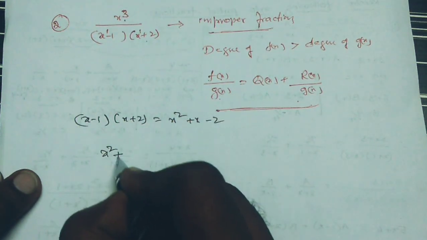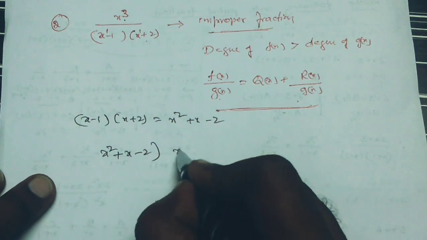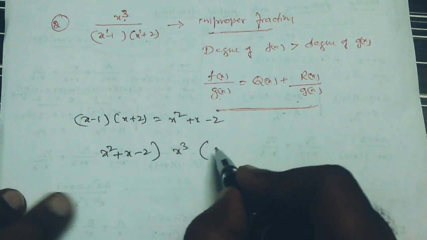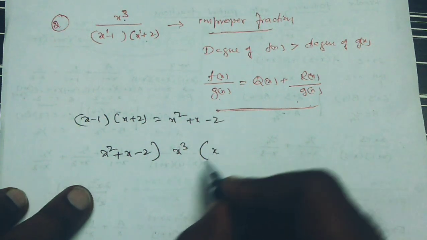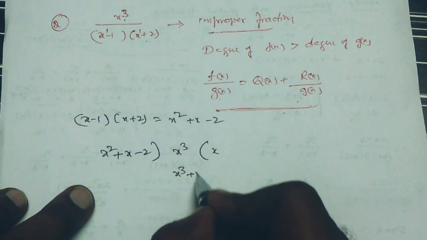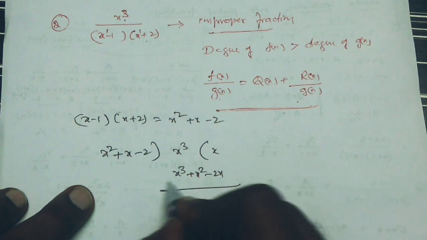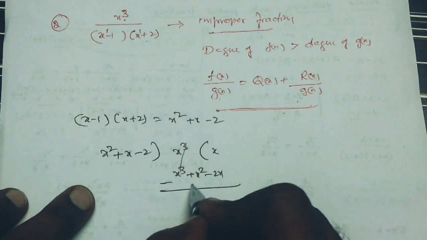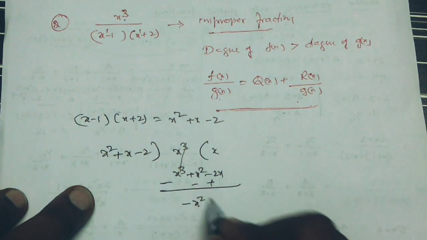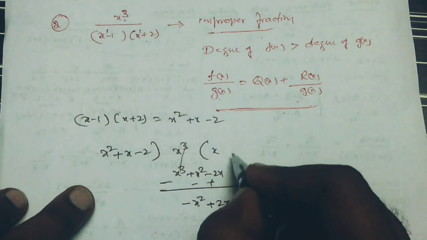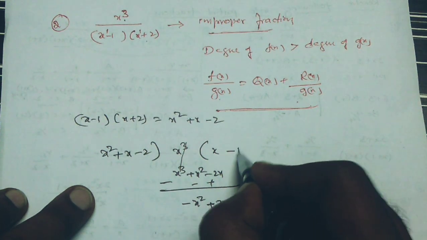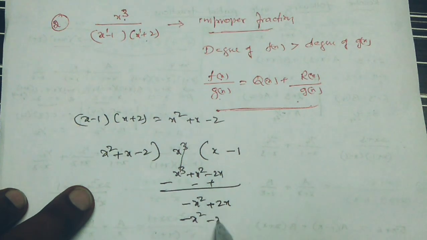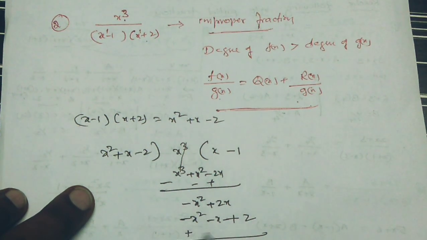Therefore, x square plus x minus 2 into x cube. When you divide, you multiply with x to get x cube plus x square minus 2x. Subtract, these two get cancelled. There is minus x square plus 2x. Multiply with minus 1, you will get minus x square minus x plus 2. Again, if you subtract, this becomes plus, plus, minus. This becomes 3x minus 2.